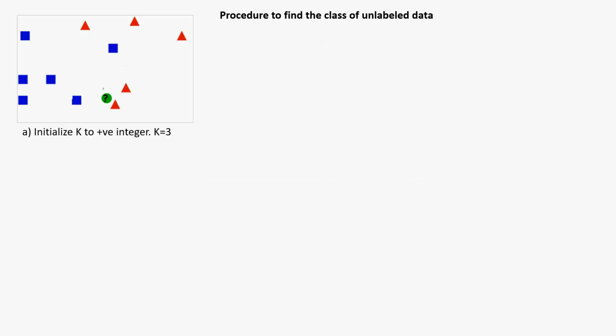Now we will see the procedure to find the class of the unlabeled data. The first step is to initialize the value of k to a positive integer. For assumption, I have assumed the value of k equal to 3. So for the unlabeled green data, we have to identify which class it belongs to, whether class A of blue color or class B of red color. In order to do that, the first step is initializing the value of k to a positive integer. So here we are going to take k equal to 3. So the number of neighbors decided is 3.